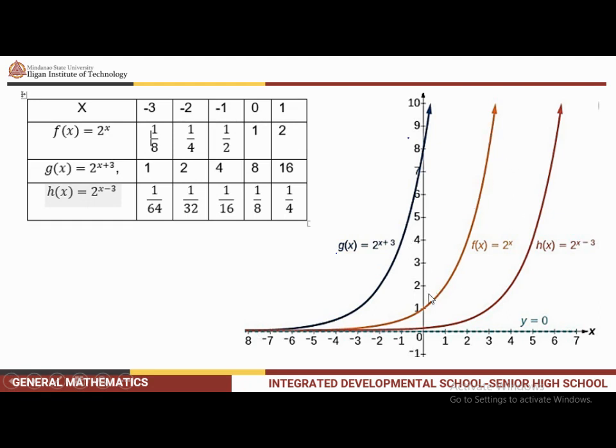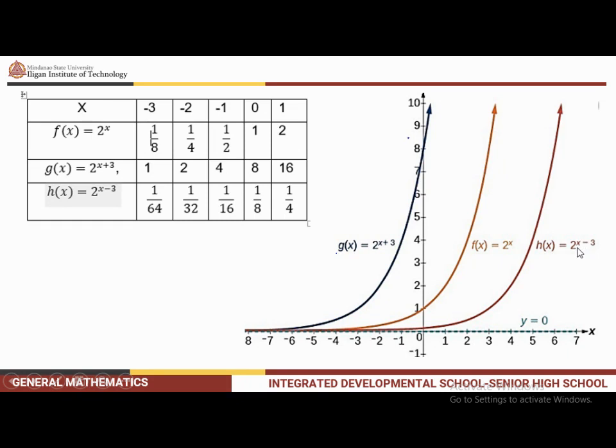Ito yung parent function natin, yung function f. Diba? This is 2 to the power of x minus negative 3. So, ang c natin, it is less than 0. That's why kung na-observe natin sa graph, meron siyang horizontal shift na ilang units? 3 units to the left. Kasi yung C natin is equal to negative 3. 3 units to the left.